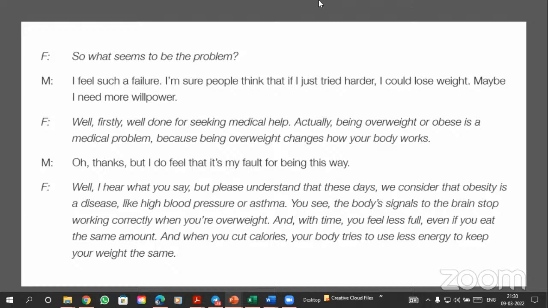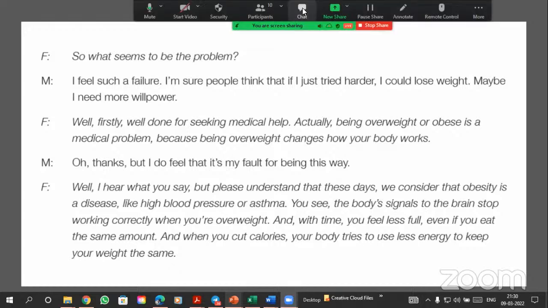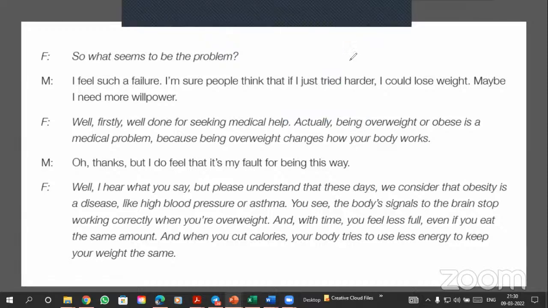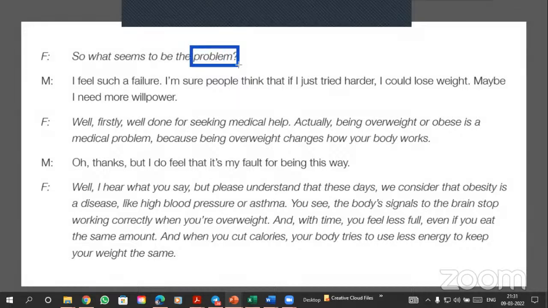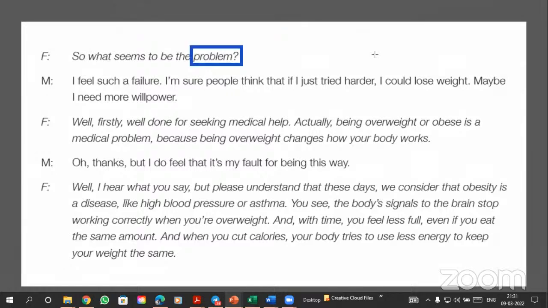So now, how the things are twisted and how the things are presented, I'm going to show you now. Right, let us see. What seems to be the problem? So the problem is here. "I feel such a failure," that he's taking everything on himself.